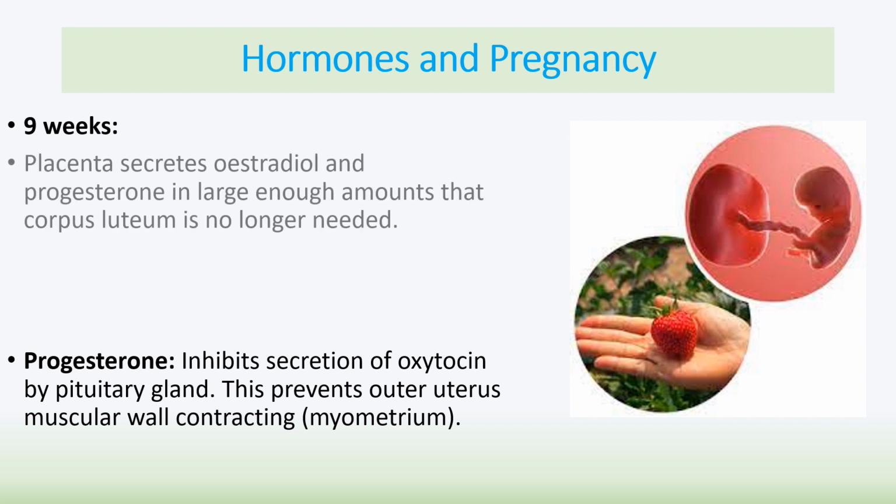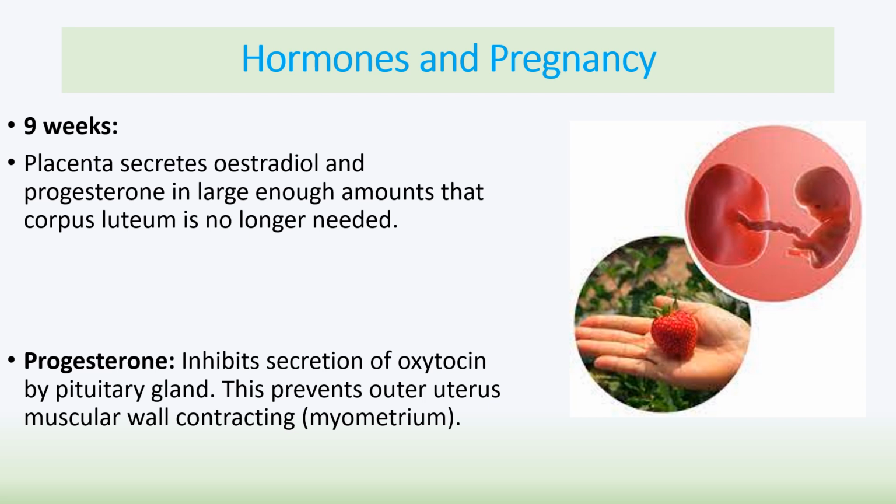So what happens is the placenta starts to secrete estradiol and progesterone in large enough amounts at that point to maintain the lining of the uterus in that particular area. So the corpus luteum, which if you remember we said at the start of the video was releasing these hormones to allow the embryo to get ready to implant into the uterus lining, is no longer needed.